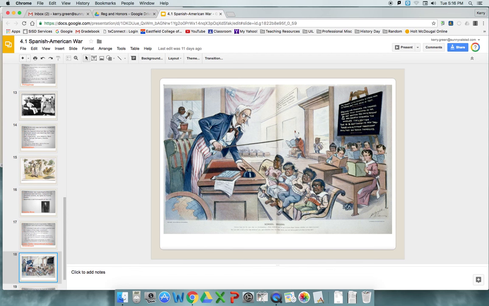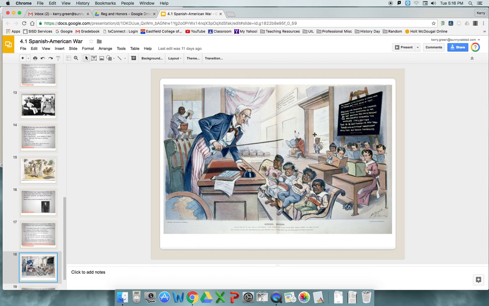This cartoon right here shows this idea of school begins, the United States instructing these four countries, Puerto Rico, Cuba, Hawaii, and the Philippines, on independence, on democracy, and all that kind of stuff. So this idea of Uncle Sam as being kind of this teacher. And this cartoon really has a lot of interesting little details to it. If you look over here, here's the Native Americans way far off. We technically have them in school, but not really. You know, they're very far removed.